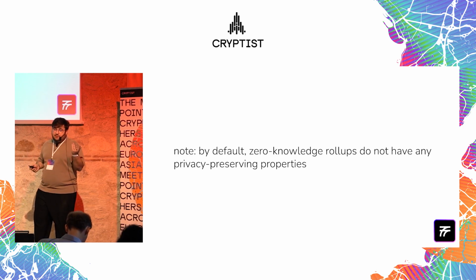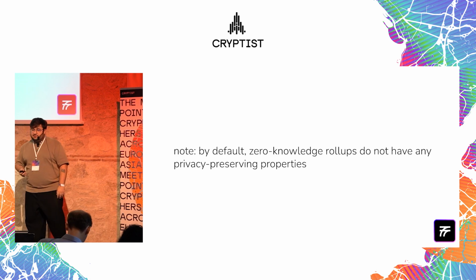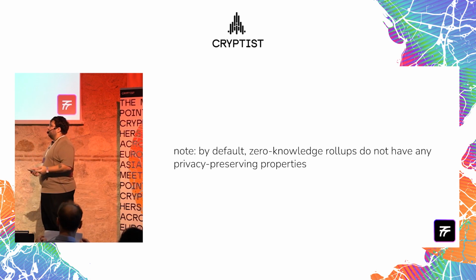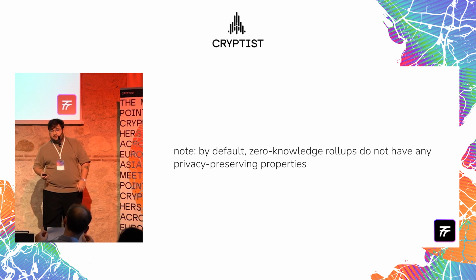So for example, Aztec, who are going to launch later in the year, are going to be what they call themselves a ZK rollup. So they're going to use ZK for both succinctness of the state transition proof and also privacy. But that's not a given, and most of the existing constructions do not have any privacy whatsoever.